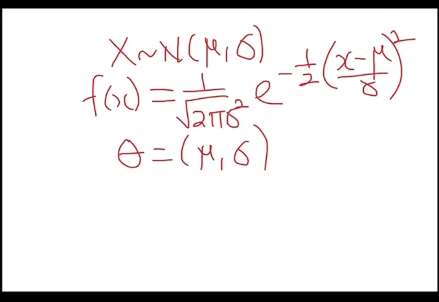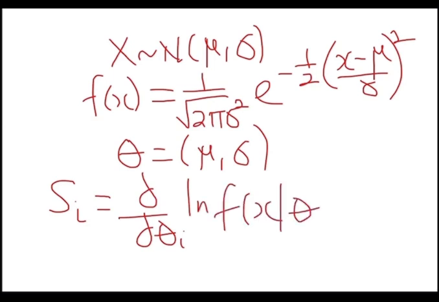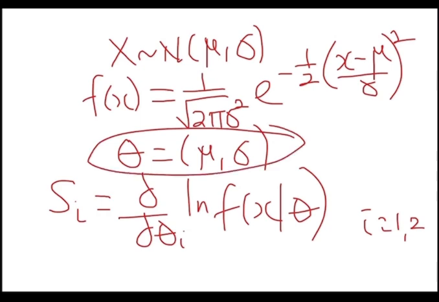Now, I'm actually going to use a score function, the derivative with respect to theta of ln f of x given theta. Which means the number of score functions I'm going to have goes from 1 to 2, because I've got mu and standard deviation.